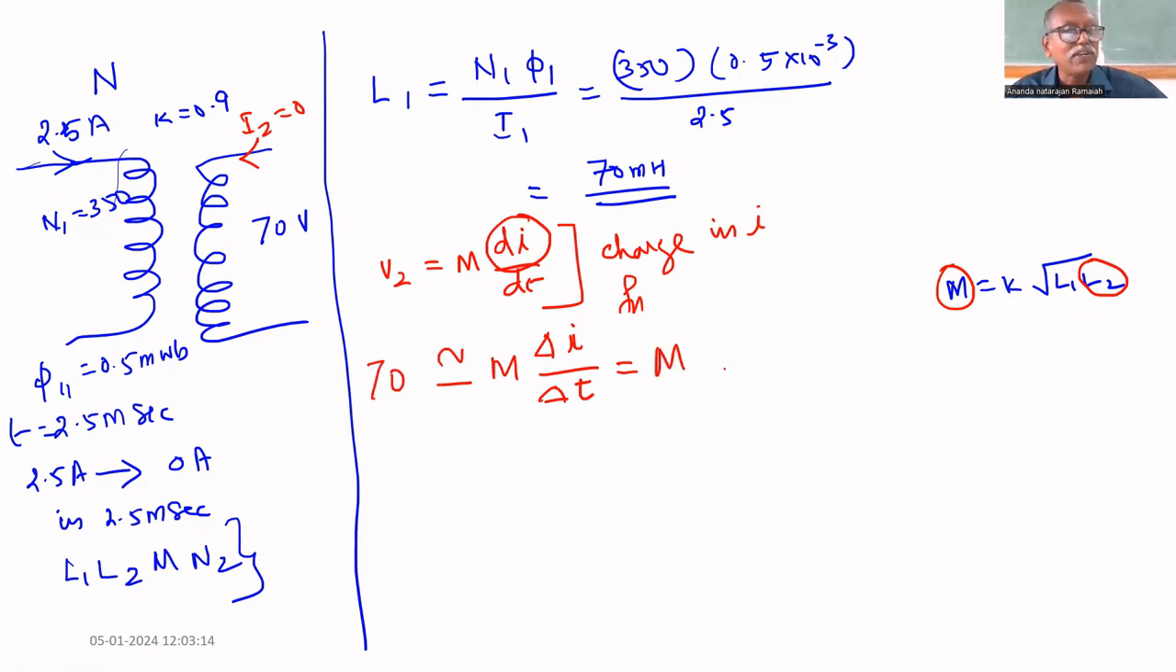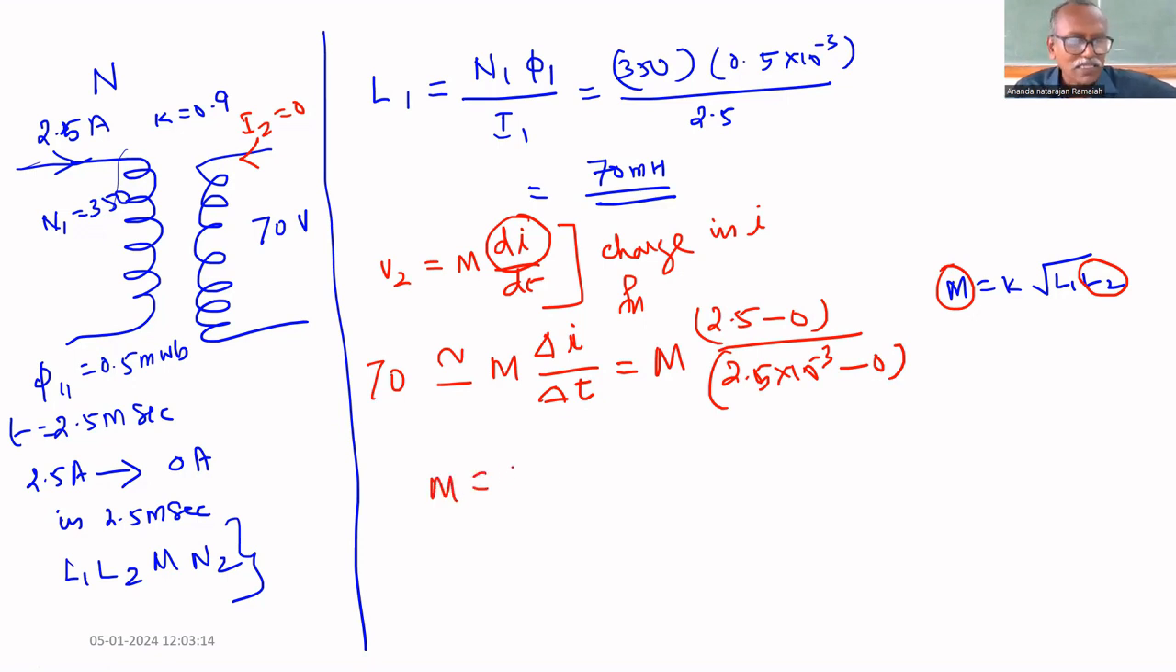So if you substitute, V2 equal to 70, M we do not know. The change in current is 2.5 minus 0, divided by the change in time, 2.5 into 10 power minus 3. If we substitute this, we get M equal to 70 millihenries. Am I correct? Yes, 70 millihenries we got.